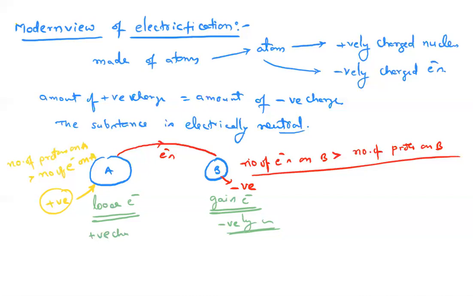The substance which loses electrons will behave like a positively charged body. The substance which gains electrons will behave like a negatively charged body. Everyone should write these notes after listening to the topic of the modern view. You have to write notes for this topic in your own words.